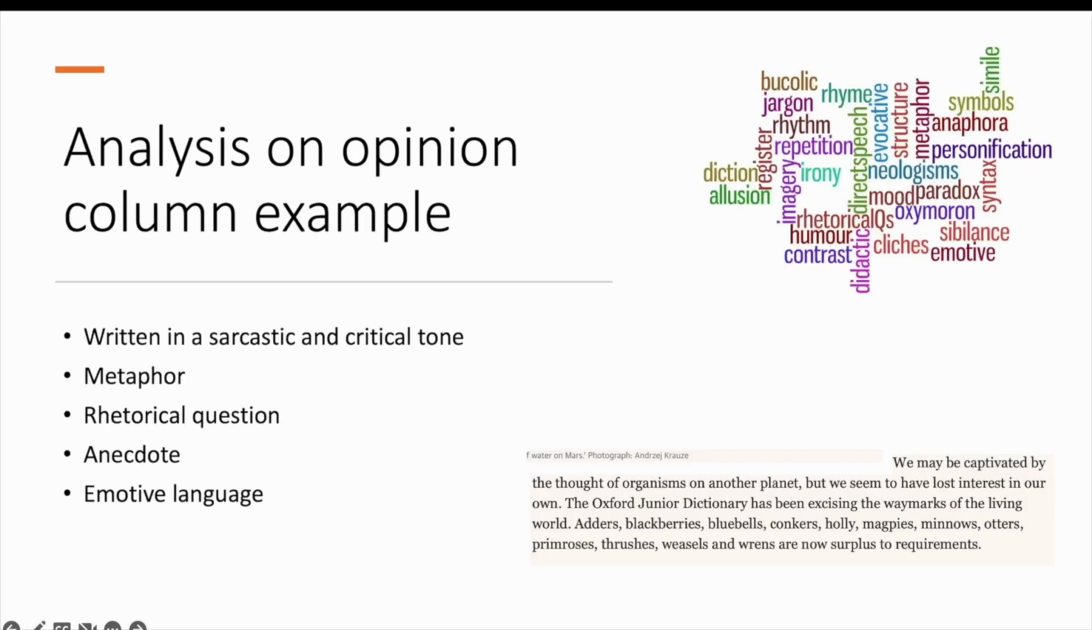So in the water on Mars example, the writer starts by posing a question about the existence of intelligent life on Earth. And to make his point, metaphor is used in Martian scientists searching for intelligent life on Earth, which highlights the irony of our fascination with discovering life on other planets while neglecting life on Earth.